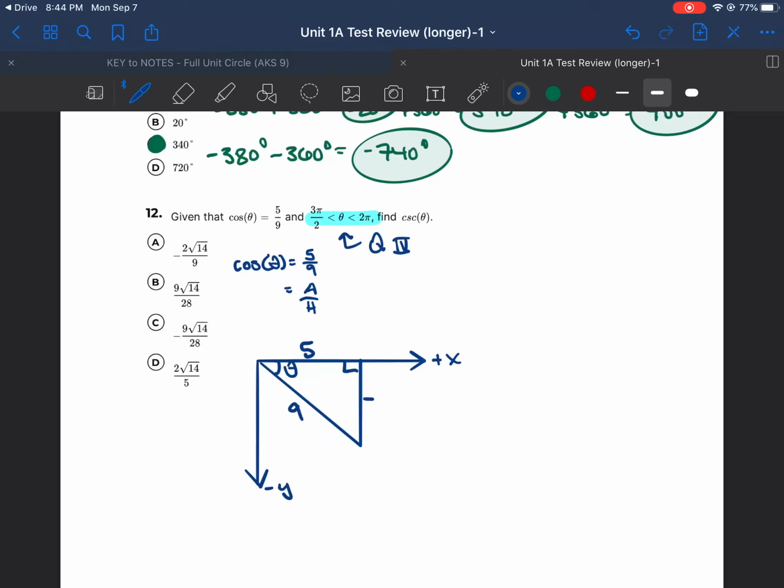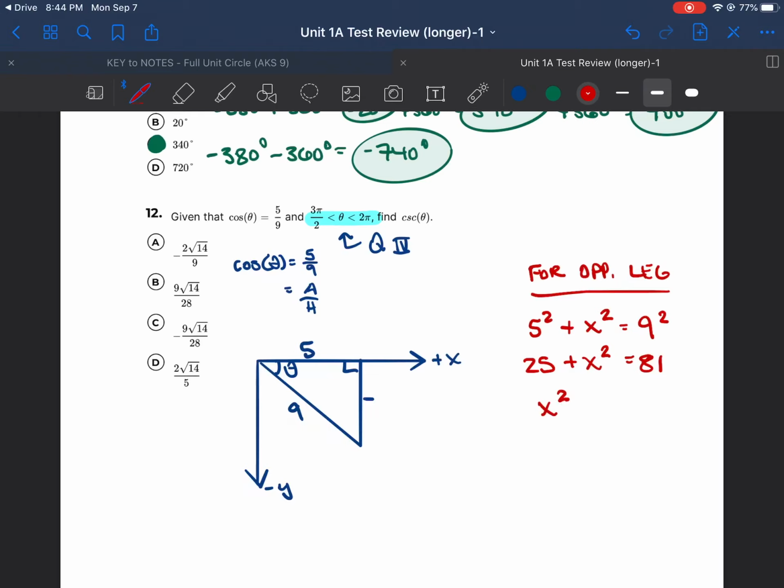Now we need to find that opposite leg, so let's use the Pythagorean theorem. This is going to be the work for the opposite leg. We have one of the legs, 5 squared. The leg that we're looking for, I'm just going to call it x squared, equals the hypotenuse squared, which is 9. 5 squared is 25. 9 squared is 81. We'd go ahead and subtract 25 from both sides. And this gets us that x squared is equal to 56.